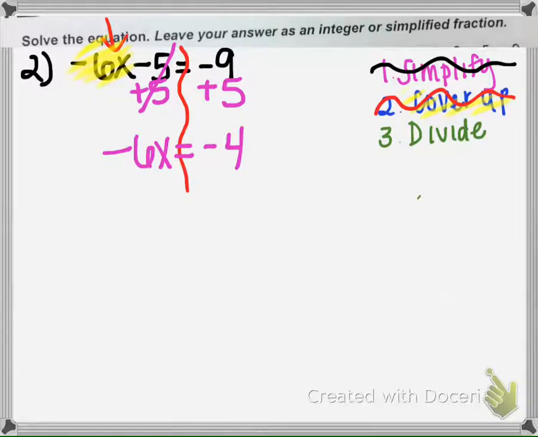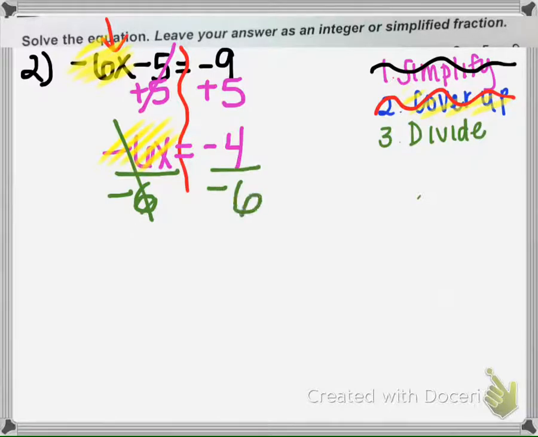Step 3 is we are going to divide. When this is by itself, that is when we are allowed to divide. Since in front of the x, we don't want that negative 6 there, and this says negative 6 times x, we're going to do the opposite. We're going to divide.